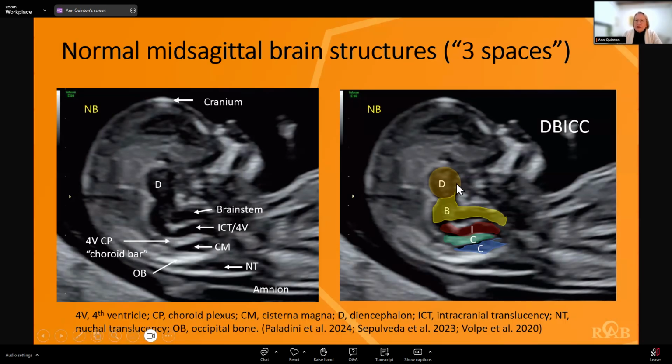So the 4 structures, and if we look on the right-hand image, the brown circle is the diencephalon, or thalami, it's called in the literature. And then the yellow structure, B, is the brain stem. Then next we see I, which is the intracranial translucency, or the 4th ventricle.